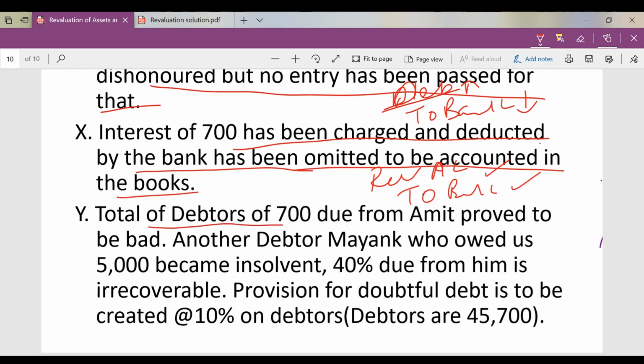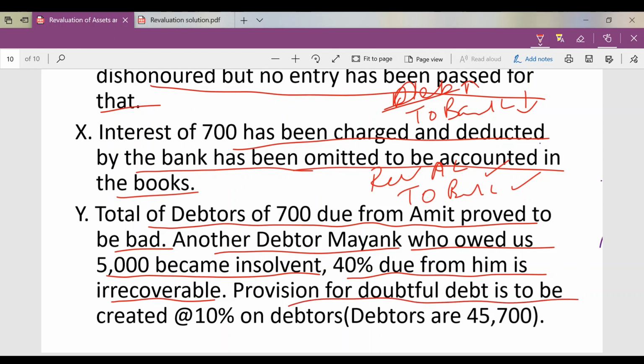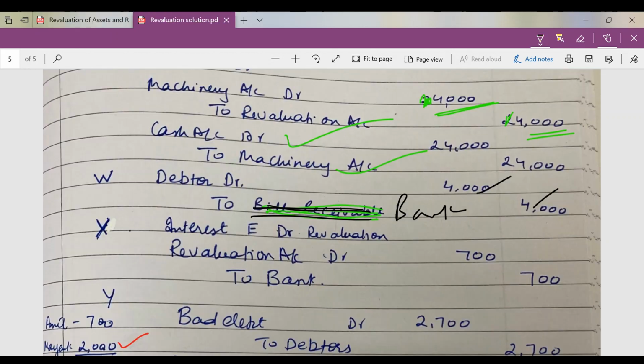Next is the last one. Total of debtors: 700 due from Amit proved to be bad. Another debtor, Mayank, who owed us 5,000, became insolvent. 40% due from him is irrecoverable. Provision for doubtful debt is to be created at the rate of 10% on debtors. And what are my debtors? My debtors are 45,700. Now children, this is very interesting. I'll just write an outline and explain it to you.